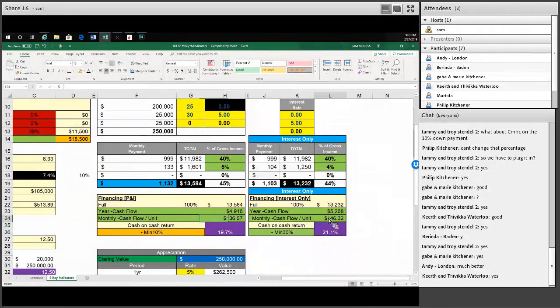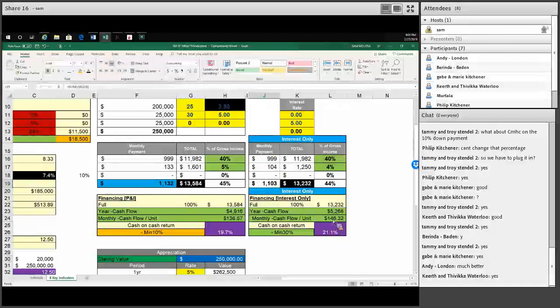If I had an interest rate of 5, just like this, and it was interest only, I come down here, what happens? If I'm paying interest only, what's going to happen? My return is going to be higher, and my cash flow per unit is going to be higher. Why? Because my monthly is costing me less. So now my cash flow is going to go up.